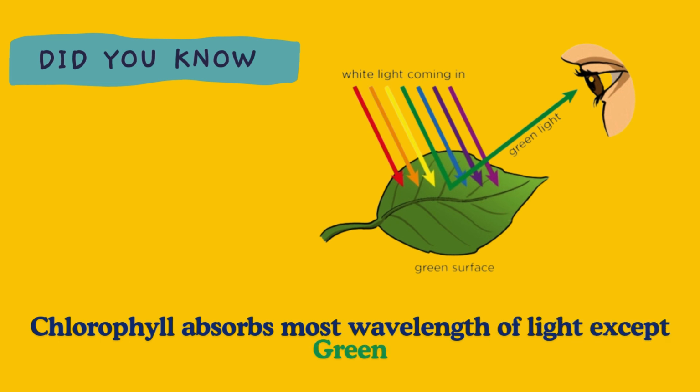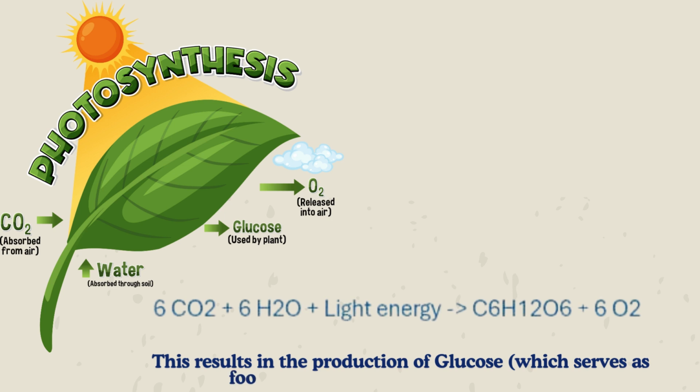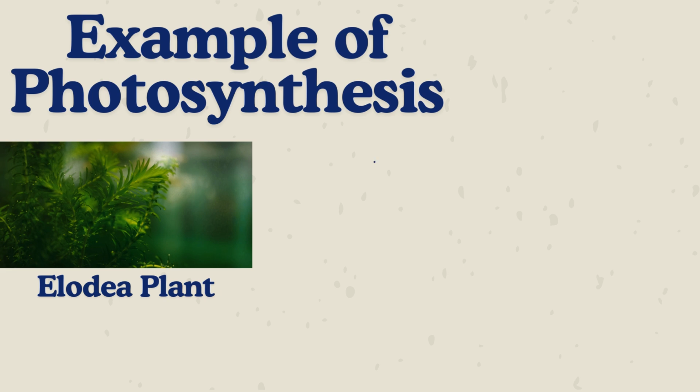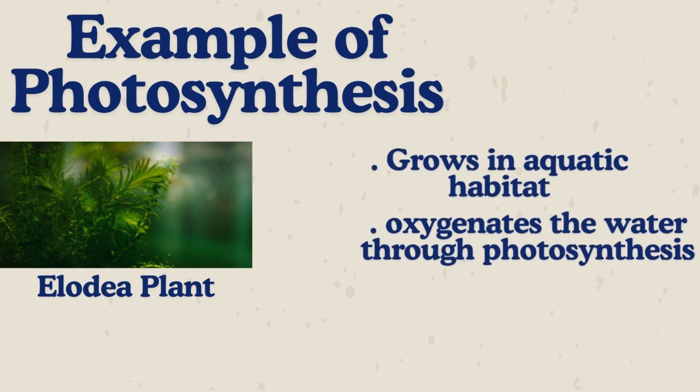Remarkable, right? The general equation for photosynthesis is, in simple terms: plants take in carbon dioxide and water, and with the help of sunlight they produce glucose, which serves as food, and oxygen, what we breathe. An example of photosynthesis can be seen in the aquatic plant Elodea. Commonly found in ponds and lakes, Elodea performs photosynthesis underwater, thereby oxygenating water.